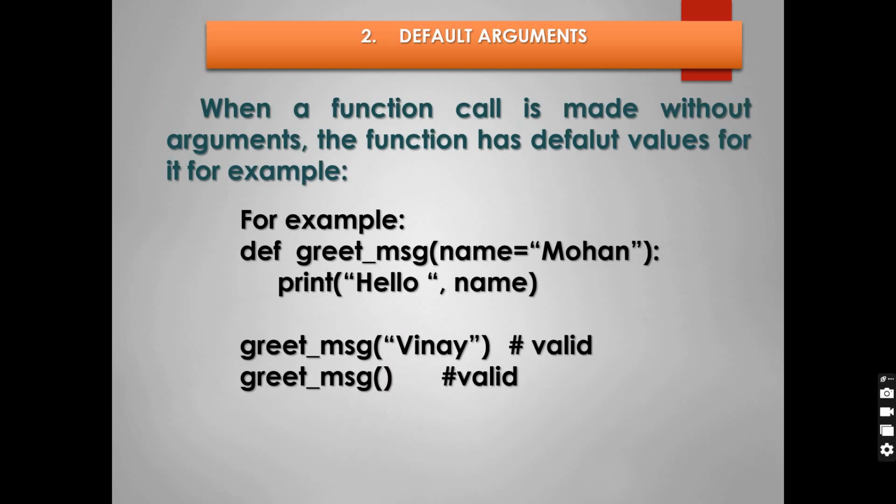What are default arguments? Whenever an argument is not given, that argument will be assigned some default value. These are called default arguments. Here the first case is valid. Vinay is passed, and Mohan is not going to be considered because you are giving an argument here. Therefore, Mohan is not taken into consideration. The first output will be Vinay, and here we are not passing anything, so the default value, Mohan, will be used.